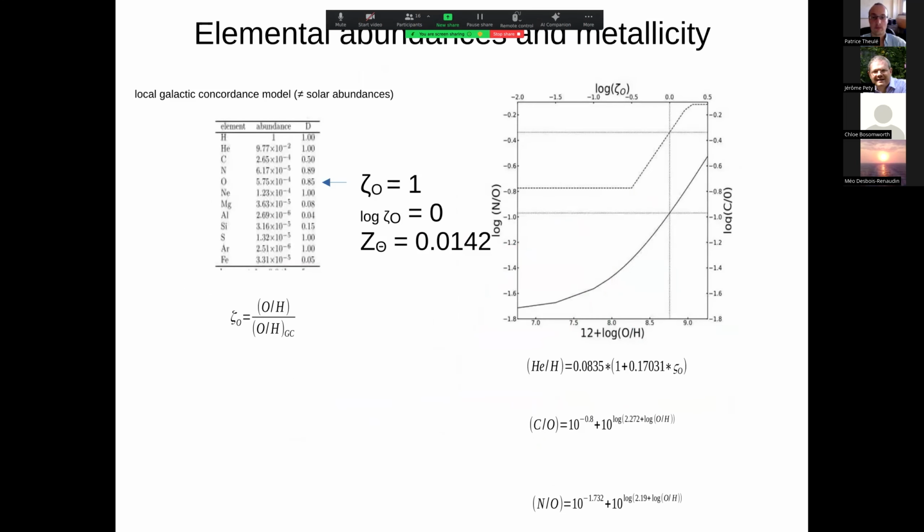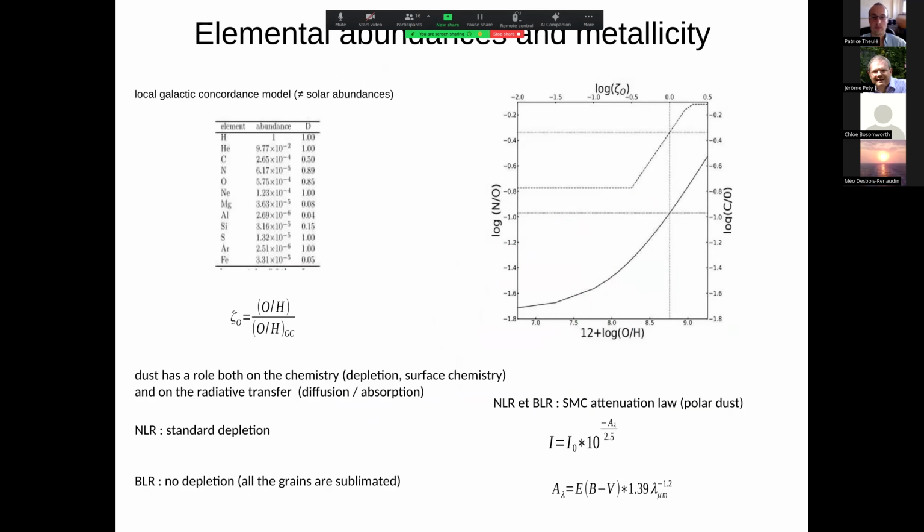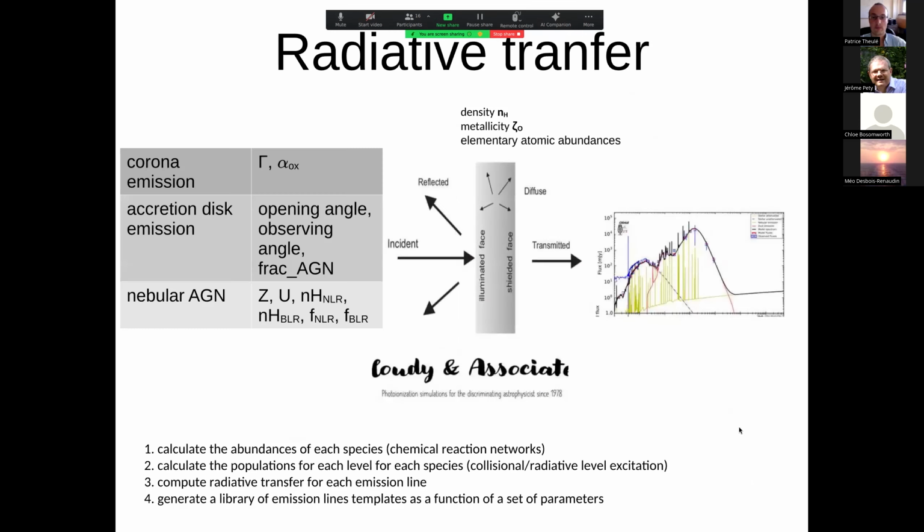The ISM is modeled in the same way, using the local galactic concordance model, with a difference: we will consider a standard depletion in the narrow line region, and because of the temperature, we will consider that in the broad line region all the grains are sublimated. But both the narrow line and the broad line regions are affected by polar dust and undergo some attenuation. Again, we use Cloudy to process the radiative transfer and to generate a library of spectra depending on these different parameters.